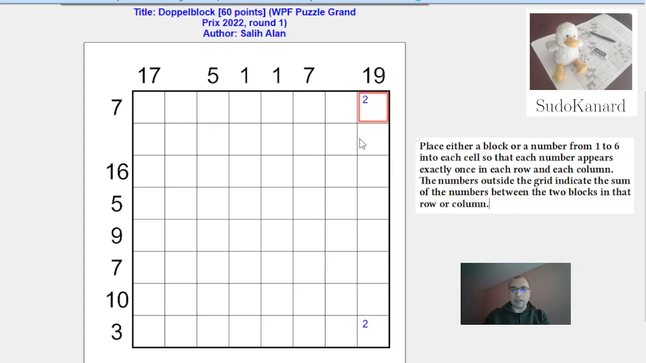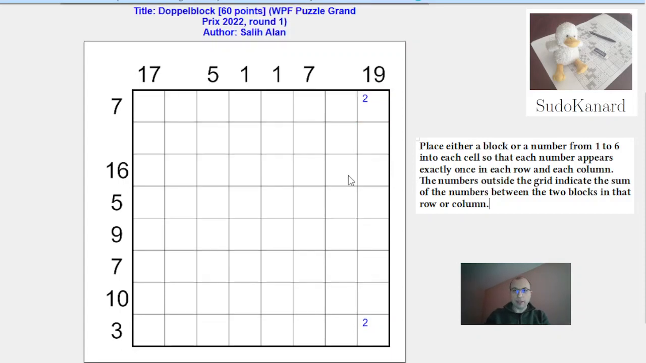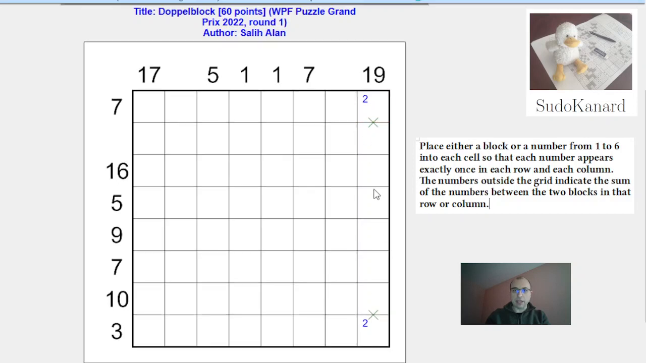So I use another notation. I use this to remind me that there is a block here and a block here. And I will unshade those cells. When I solve on paper, which was the case for this very round, I put dots in the middle of the cells.